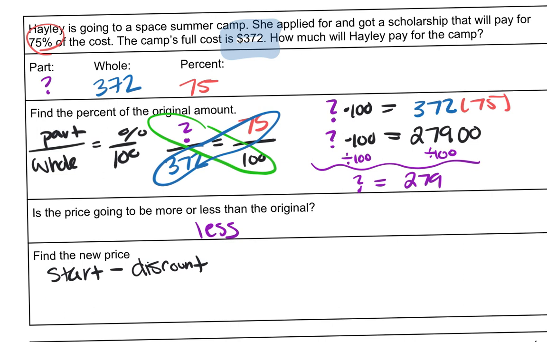So the camp started at $372. They're going to pay for $279, so we're taking that away. And she's left to pay $93.